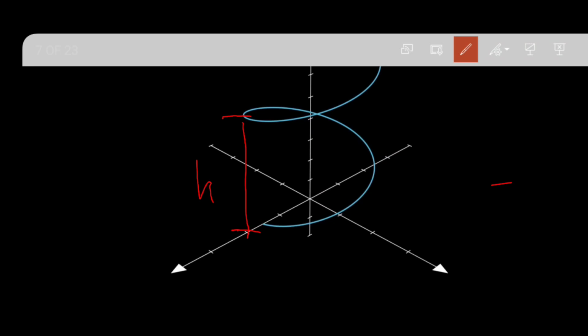Let us consider a spring. It neither contracts nor expands, and this is the radius r, and it makes an angle theta. Okay, so the bead moves, I have made a simulation, so it moves like this.